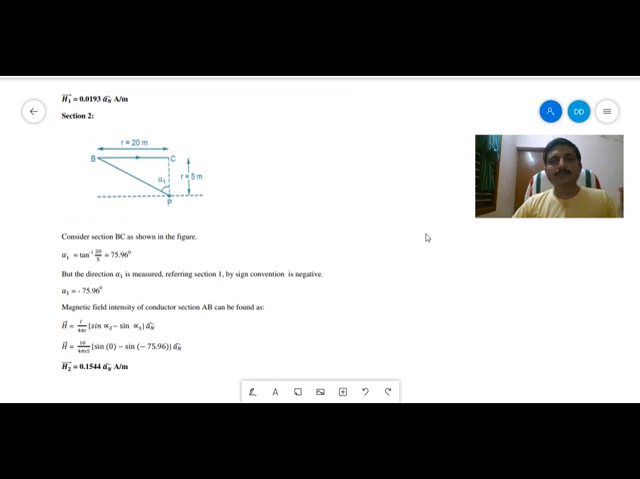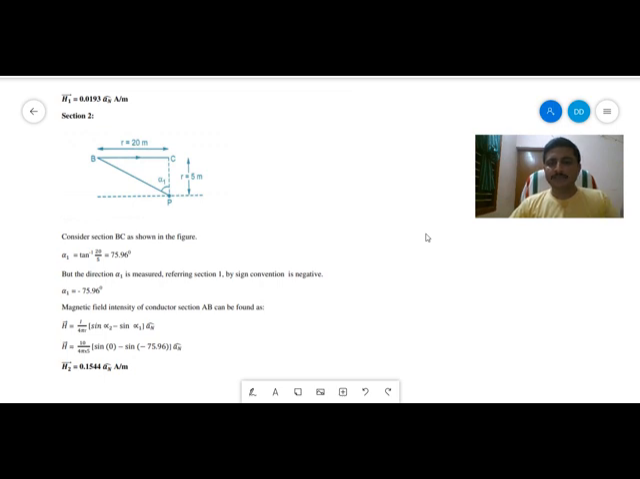So now we have to choose section 2. So I take BC as section 2. Okay, so I finished the left hand side conductor AB. Now refer to the original figure. Now I have the section BC. BC subtends only one angle with point P. So let me choose that angle as alpha 1.